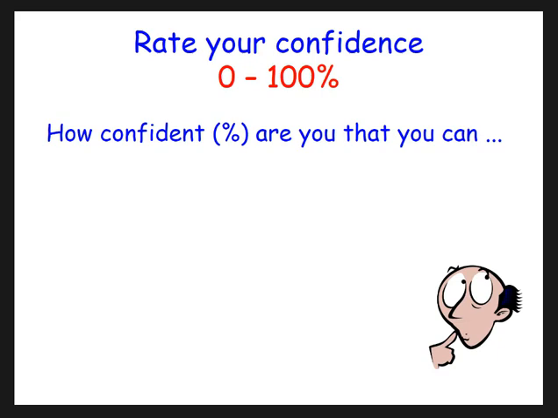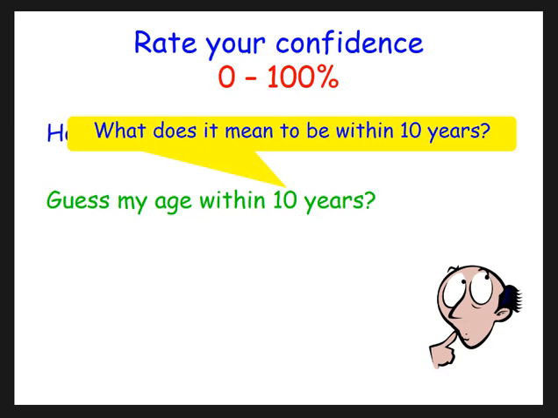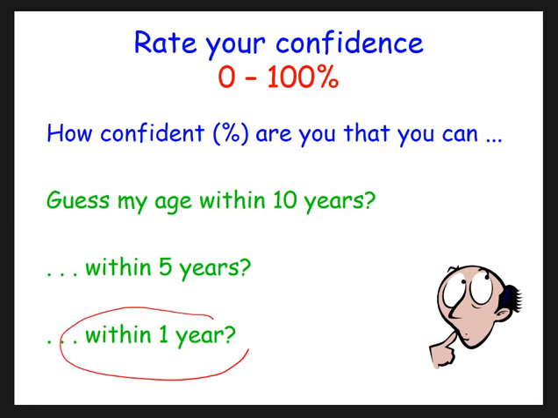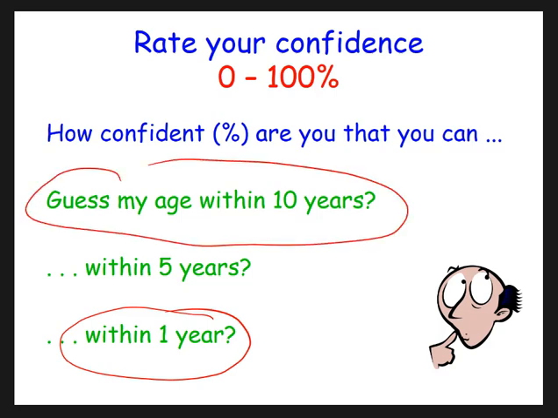So rate your confidence. How confident are you that you can do certain things? From 0 to 100%, guess my age to within 10 years. Depending on the situation, most people would be relatively confident they can guess another person's age to within 10 years. To within 5 years, well, that's going to be a little bit trickier. Within 1 year, that's definitely even trickier. So to get within 1 year, we need a much higher level of confidence. To be within 10 years, we're pretty confident we can do that.